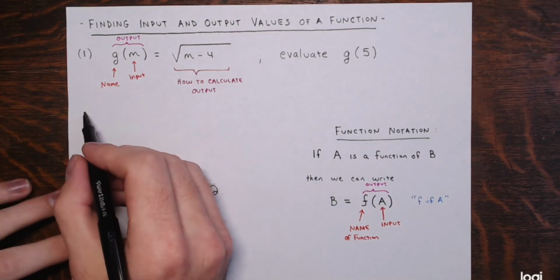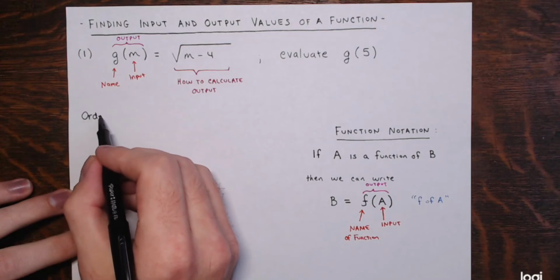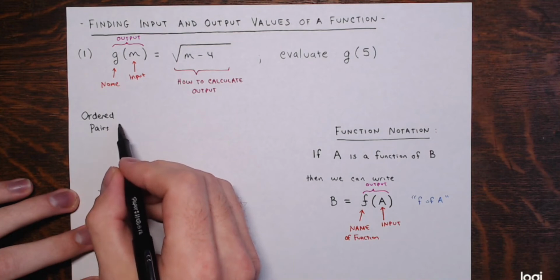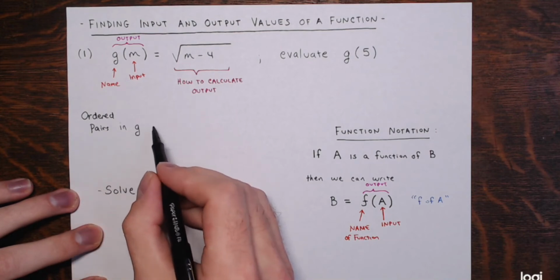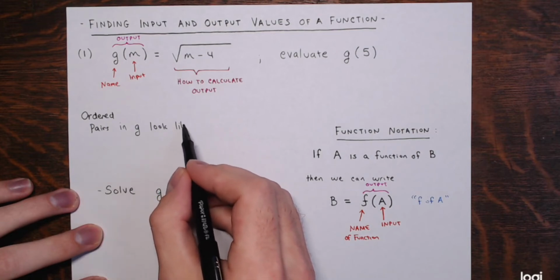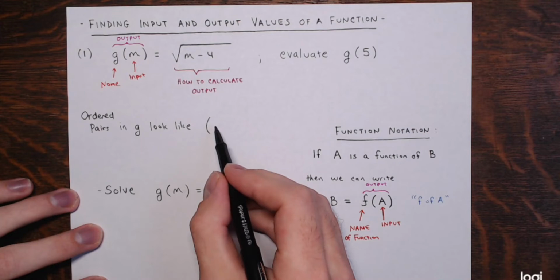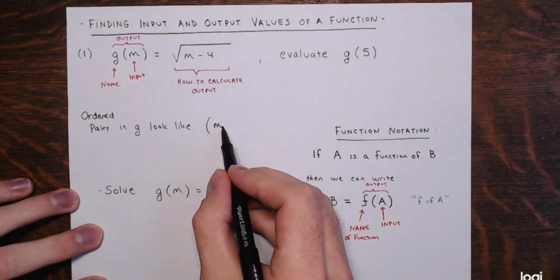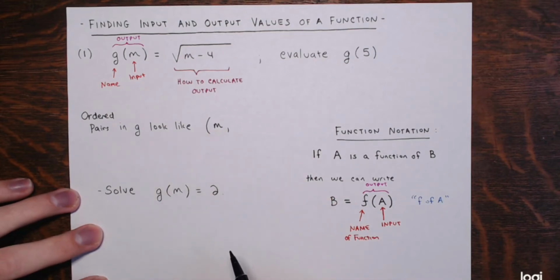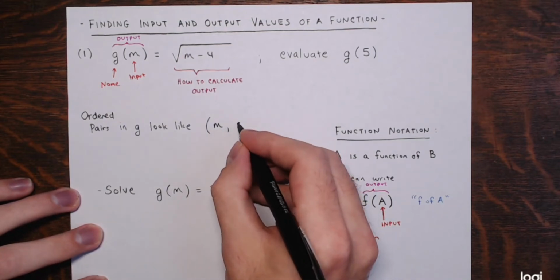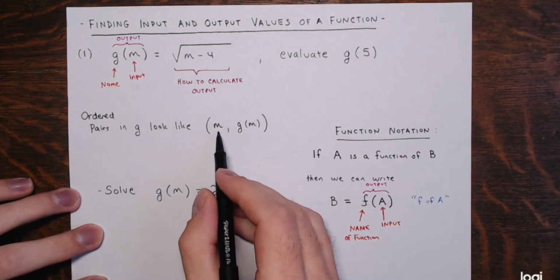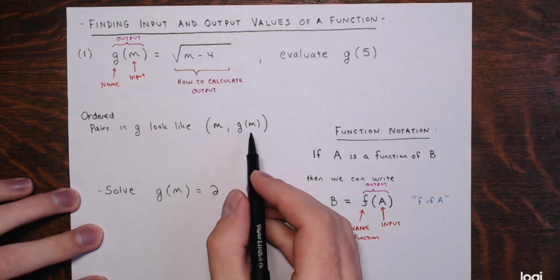And the ordered pairs in this function, remember a function is just a set of ordered pairs. The ordered pairs in this function g will look like the following. Remember how ordered pairs go in relations and functions. You have your input, which is some value of m here, and then you have your output, which is called g of m. So input m, comma, output g of m.